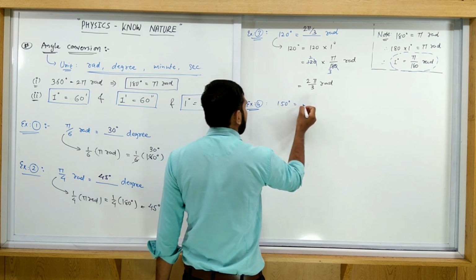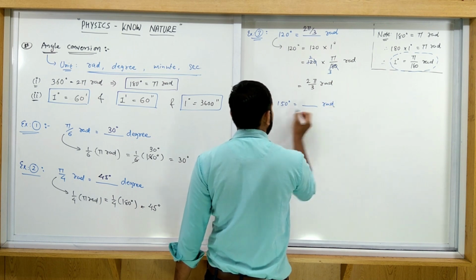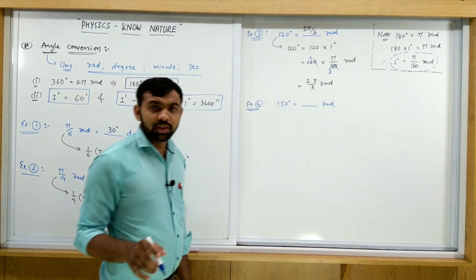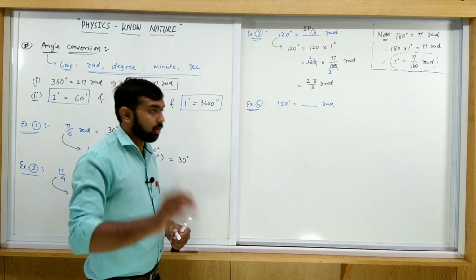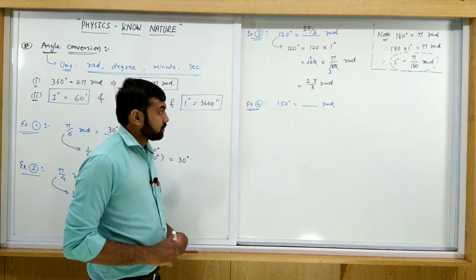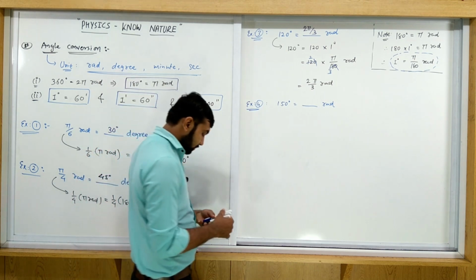150 degree is equal to blank radian. All of you guys, pause your screen for 30 seconds and try to solve this example. Your time starts now. Okay, let's see.